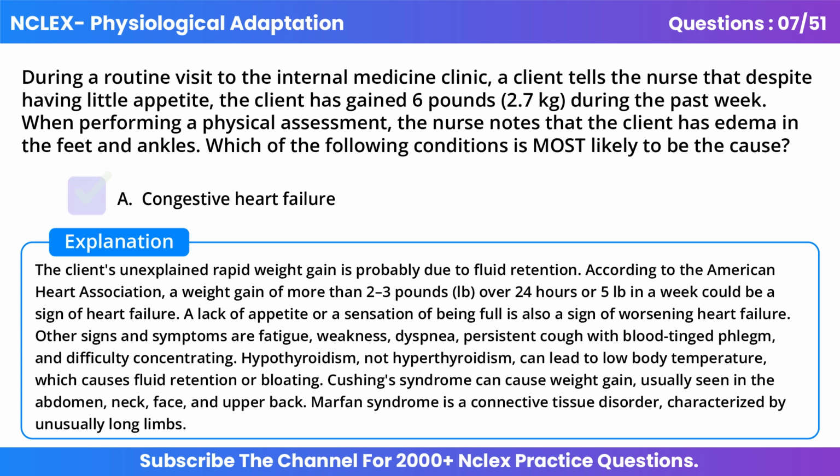Hyperthyroidism, not hypothyroidism, can lead to low body temperature, which causes fluid retention or bloating. Cushing syndrome can cause weight gain, usually seen in the abdomen, neck, face, and upper back. Marfan syndrome is a connective tissue disorder, characterized by unusually long limbs.